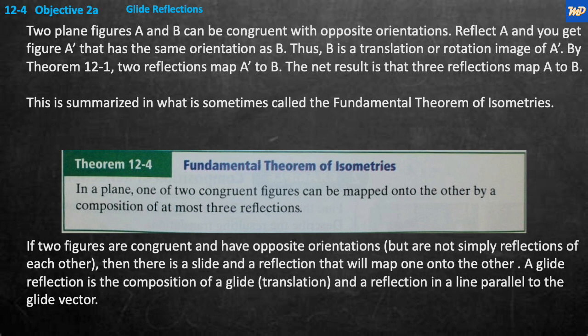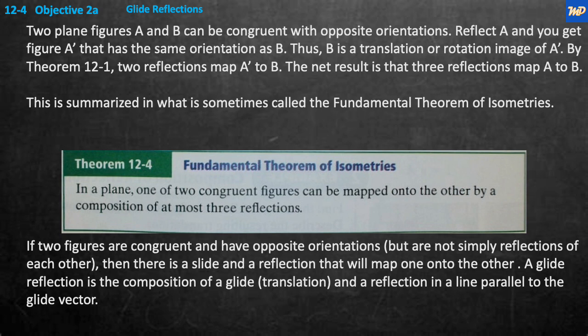This is summarized in what is sometimes called the fundamental theorem of isometries. In a plane, one of two congruent figures can be mapped onto the other by a composition of at most three reflections. As we talked about here, it takes two to get from A prime to B, and it takes one to get from A to A prime. Putting those together, the flip from A to A prime and the two flips from A prime to B make three reflections. That's what they're trying to tell us here.